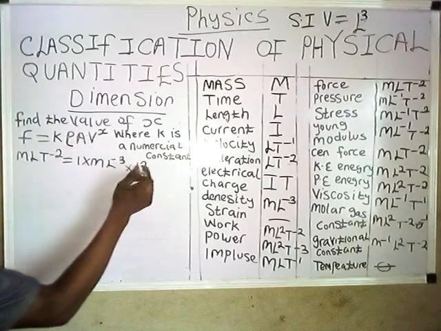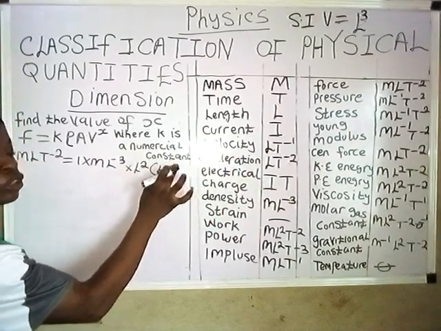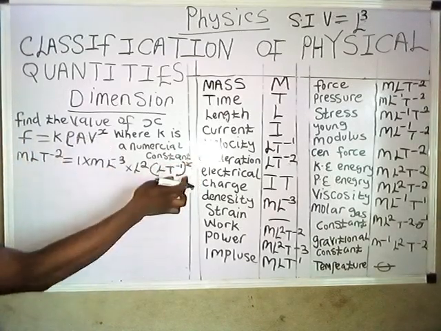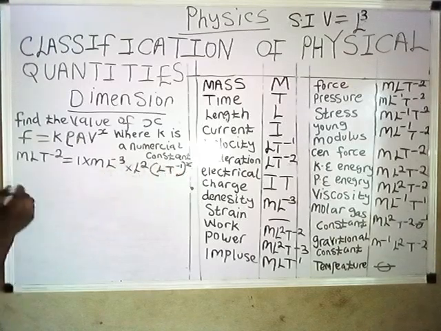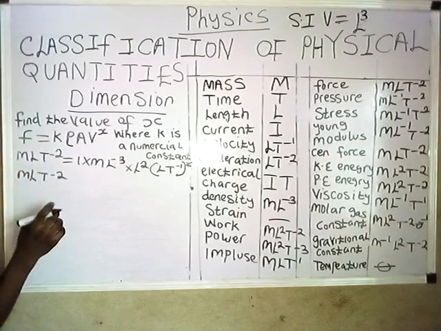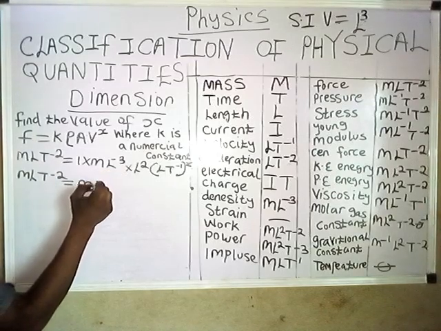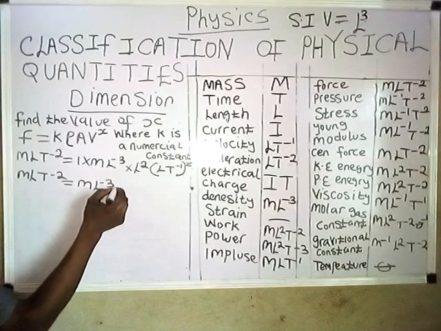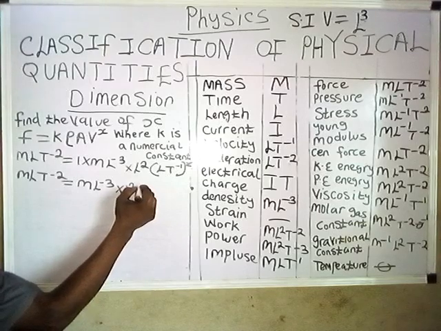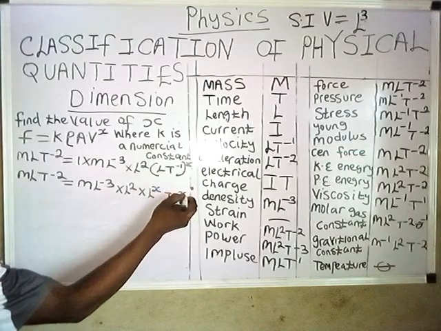This is velocity. The dimension of velocity, let's open the bracket, is L T to the power of minus 1, all raised to the power x. There is an x here, so let's open the bracket with this x. So it will be M L T to the power of minus 2 equals 1 times everything to give us the same. So M L to the power of minus 3, times L squared, times L to the power x, then T to the power of minus x.